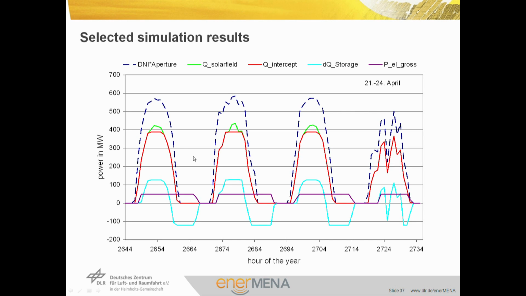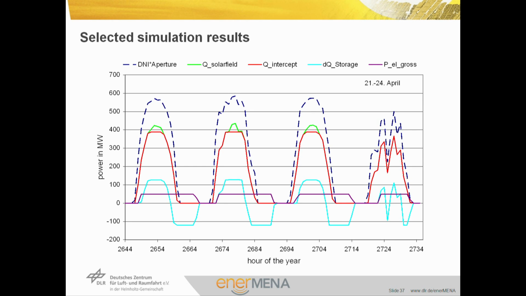This is a typical output for such a solar tower power plant. We have here a plot for 4 days in April. 3 of them were with fairly good DNI, and the 4th one is with intermediate irradiation. The blue line shows DNI times aperture. That means the maximum energy such a system could produce without any losses.